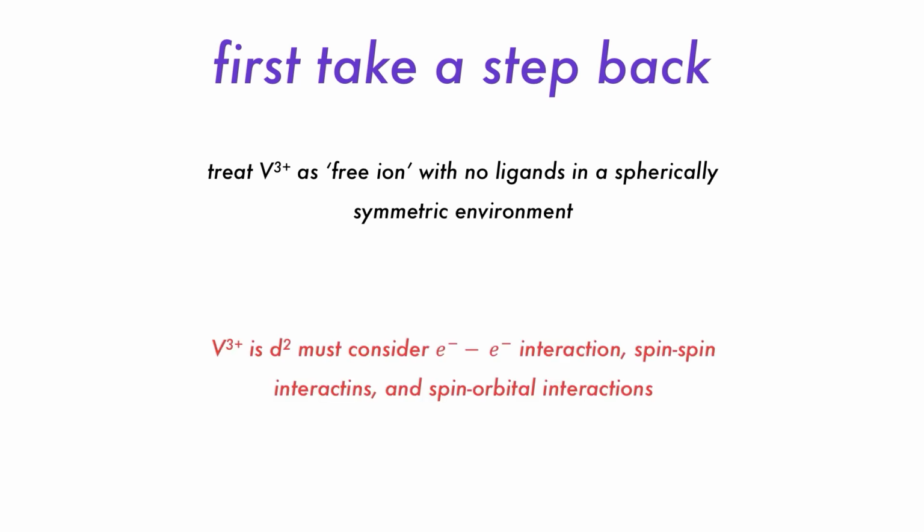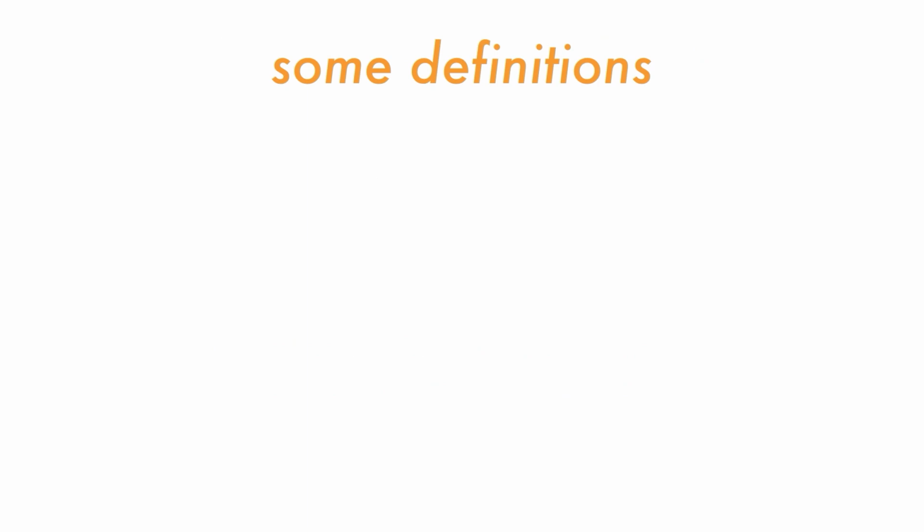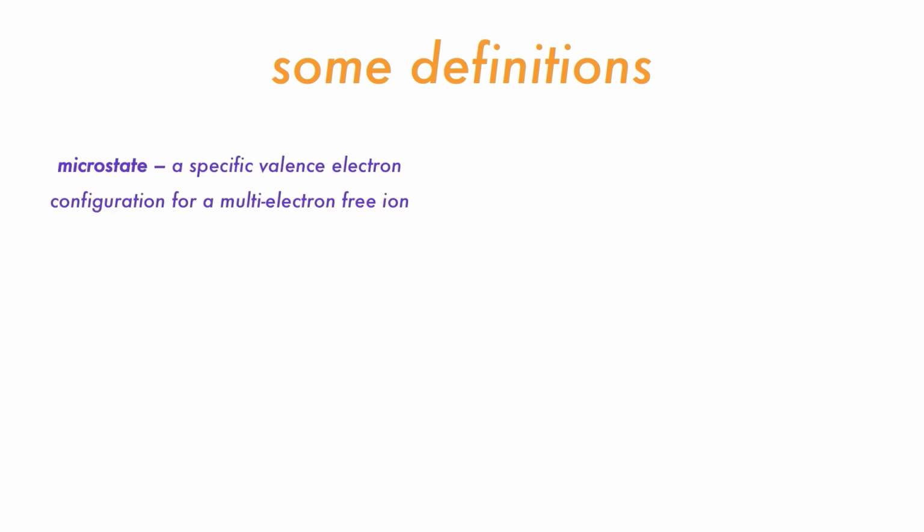Then we will see how those two electrons have different interactions depending on the d orbital that they are localized in. To do that, though, we need to define some terms. The first is microstate, which for us will be a specific valence electron configuration for a multivalent free ion. So one example could be one electron spin up in a dz squared orbital, and one spin down in a dx squared minus y squared orbital.